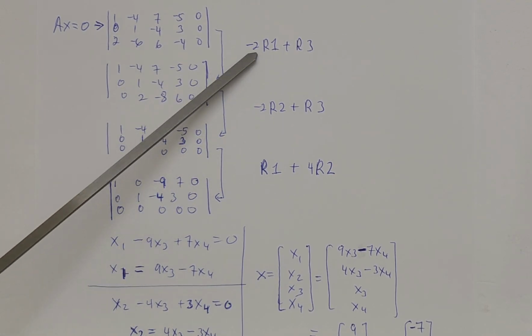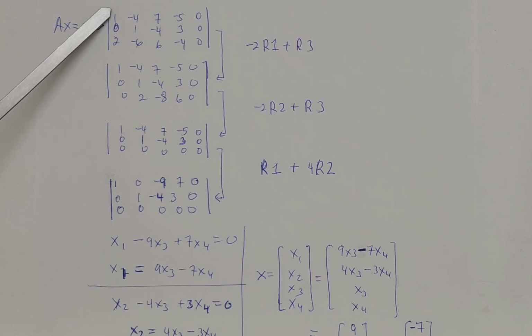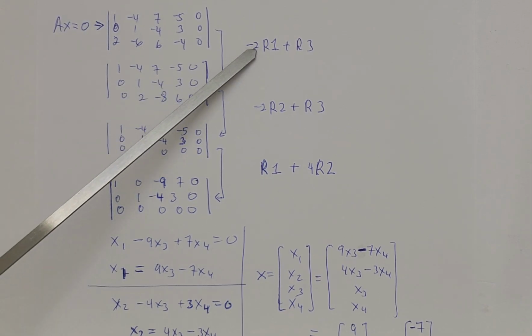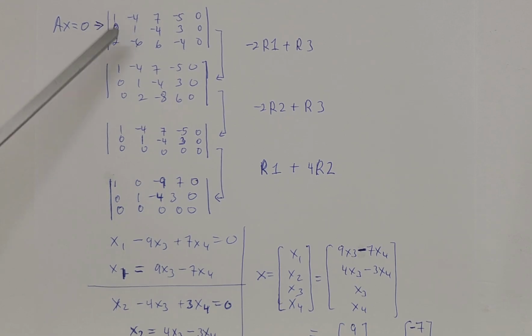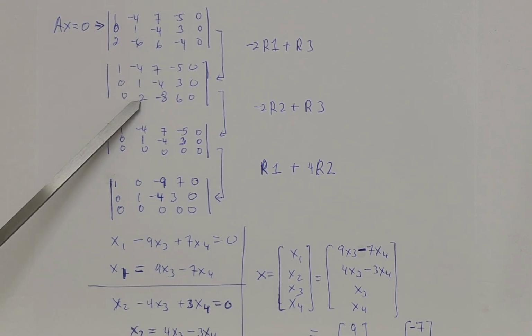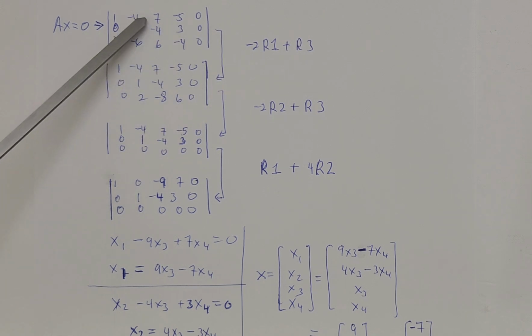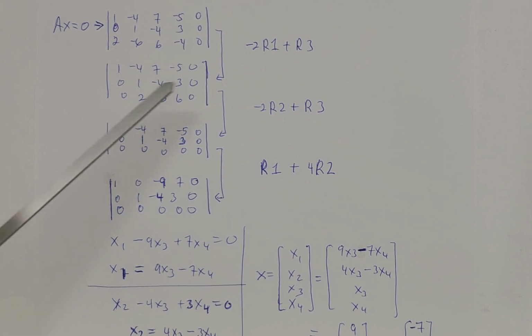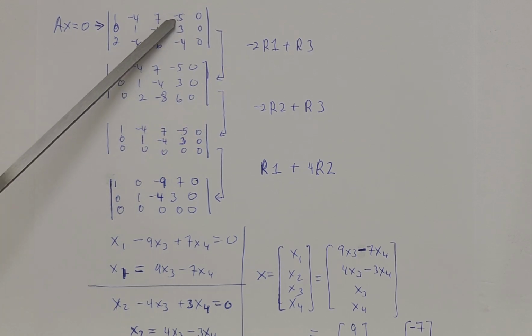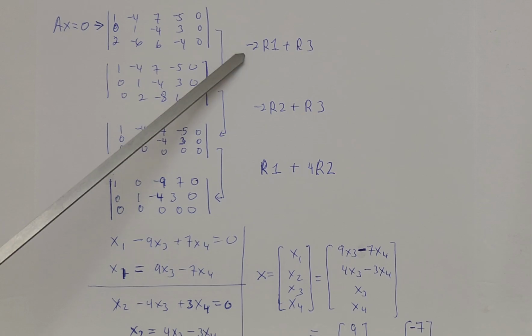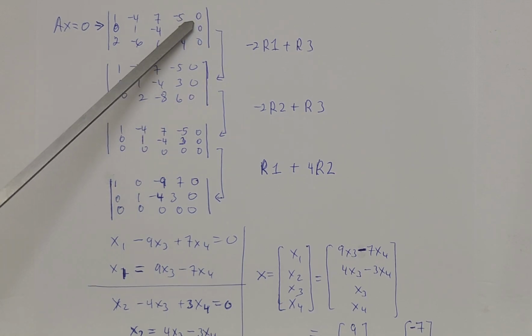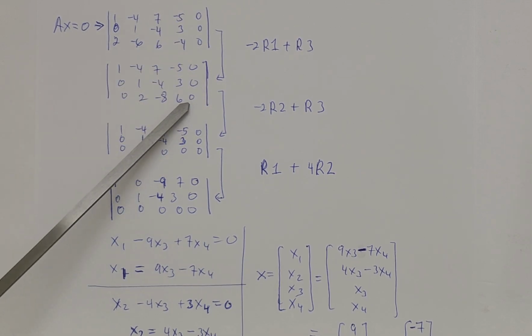Again, negative 2 times 1 is negative 2, plus 2 gives me 0. Negative 2 times negative 4 is positive 8. 8 subtract 6 gives me 2. Negative 2 times 7 is negative 14, plus 6, negative 8. Negative 2 times negative 5, which is 10. 10 subtract 4, 6. Negative 2 times 0 is 0. 0 plus 0 is also 0.